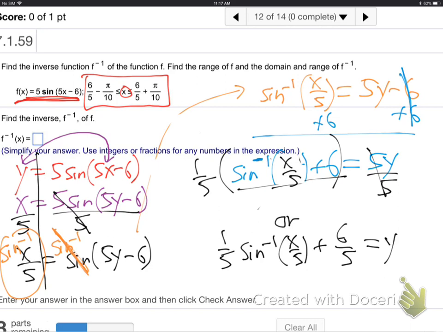For the inverse function? Okay, and then they want you to do the domain and the range thing. So let me go to a fresh screen and we'll see if we can nail that down.